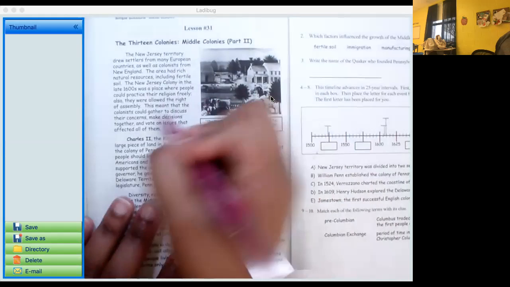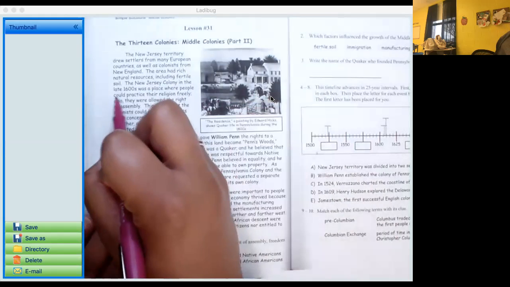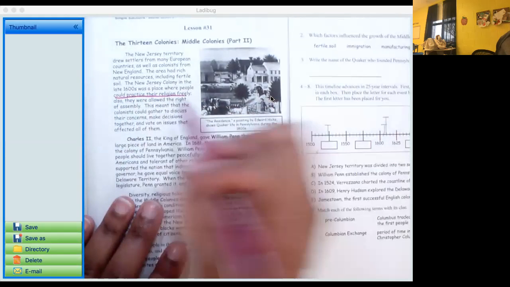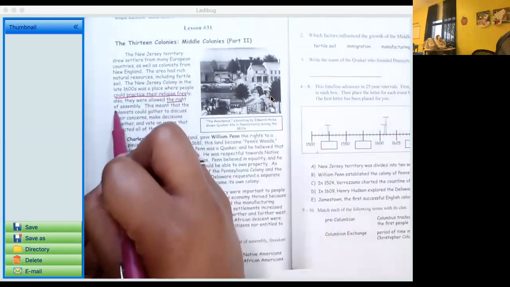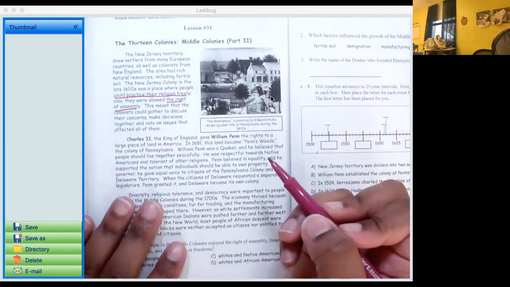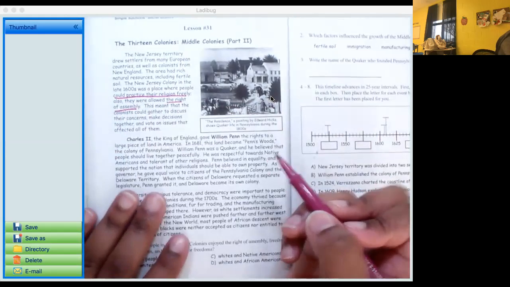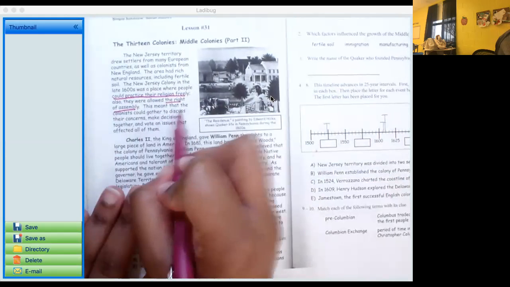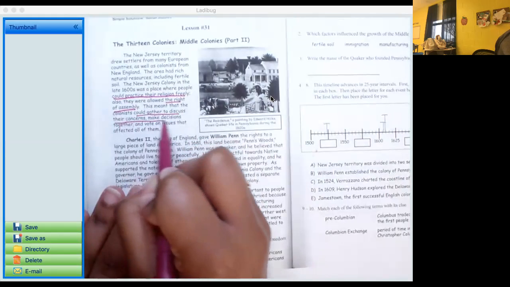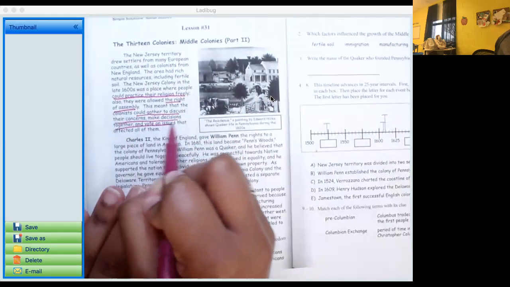So, I am going to highlight just a couple of things. They could practice their religion freely. They had a right of assembly. This sounds kind of familiar. I feel like I've seen this in a document before, okay? And that the colonists could gather to discuss their concerns, make decisions together, and vote on issues that affected all of them.